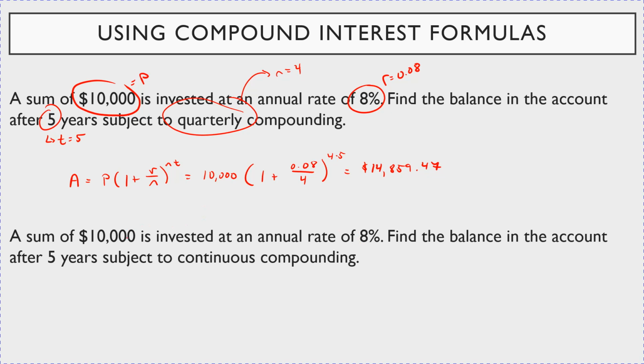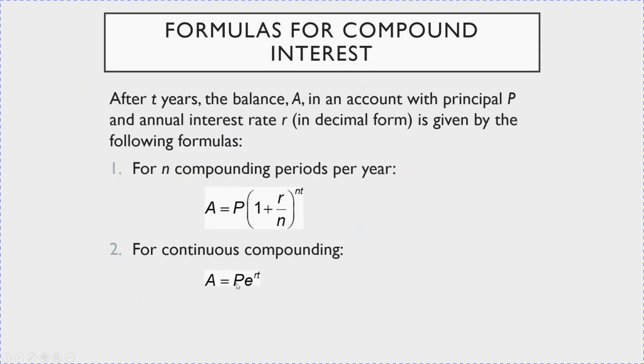Now, let's see what happens if your money is compounded continuously. Again, a sum of $10,000 is invested, so that's my principal again, same amount, same rate, and you're putting it in the account for 5 years, subject to continuous compounding. Then the amount you would get, looking back, is principal times e raised to the r times t power.